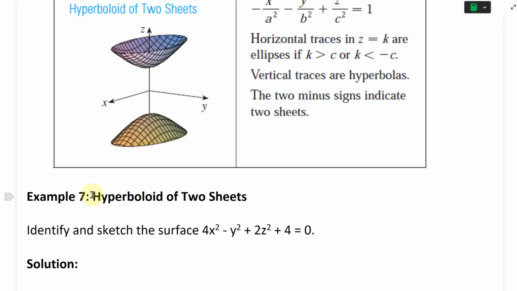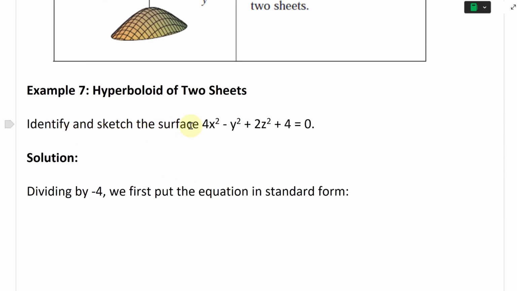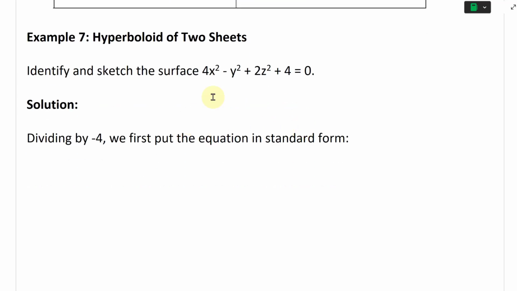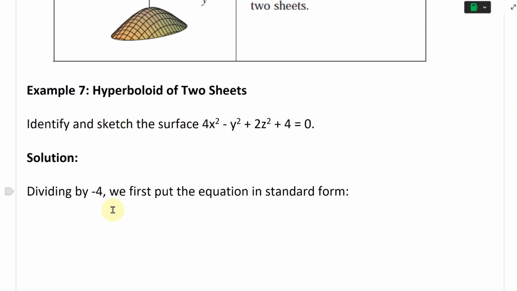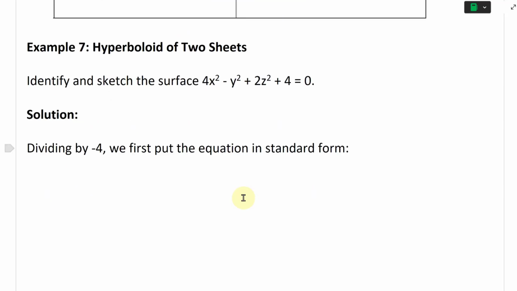This is a hyperboloid of 2 sheets, as this one right here. So this one says identify and sketch the surface 4x squared minus y squared plus 2z squared plus 4 equals 0. So dividing by 4, we got to get this in the standard form. It's going to be a hyperboloid of 2 sheets. We first put the equation in standard form and see what happens. So let's put this all there.